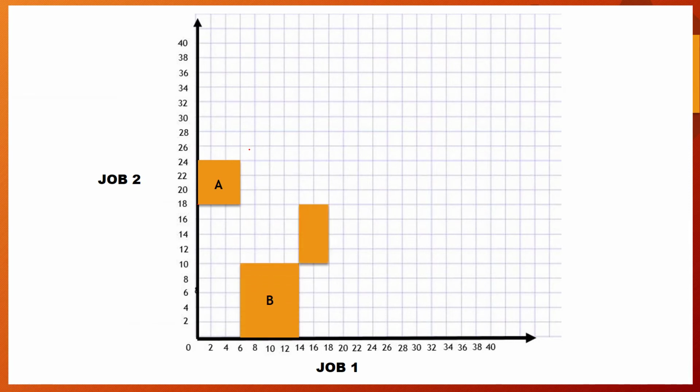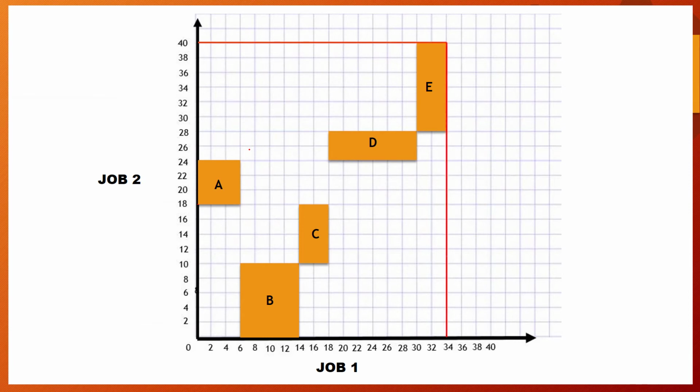Similarly, we have to draw for machine C, machine D, and machine E. Once we are done with all the machines, we can see that it will reach one corner, and that corner is where we get the total time elapsed. It is the point where both the jobs have been completely processed on all the machines.